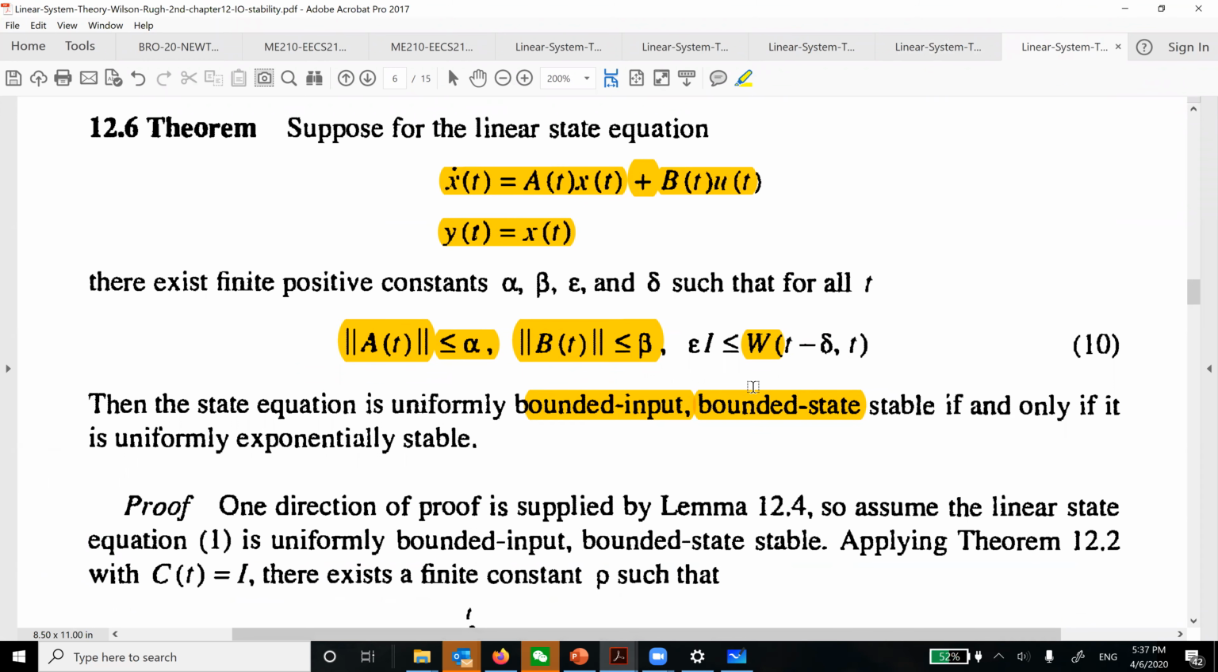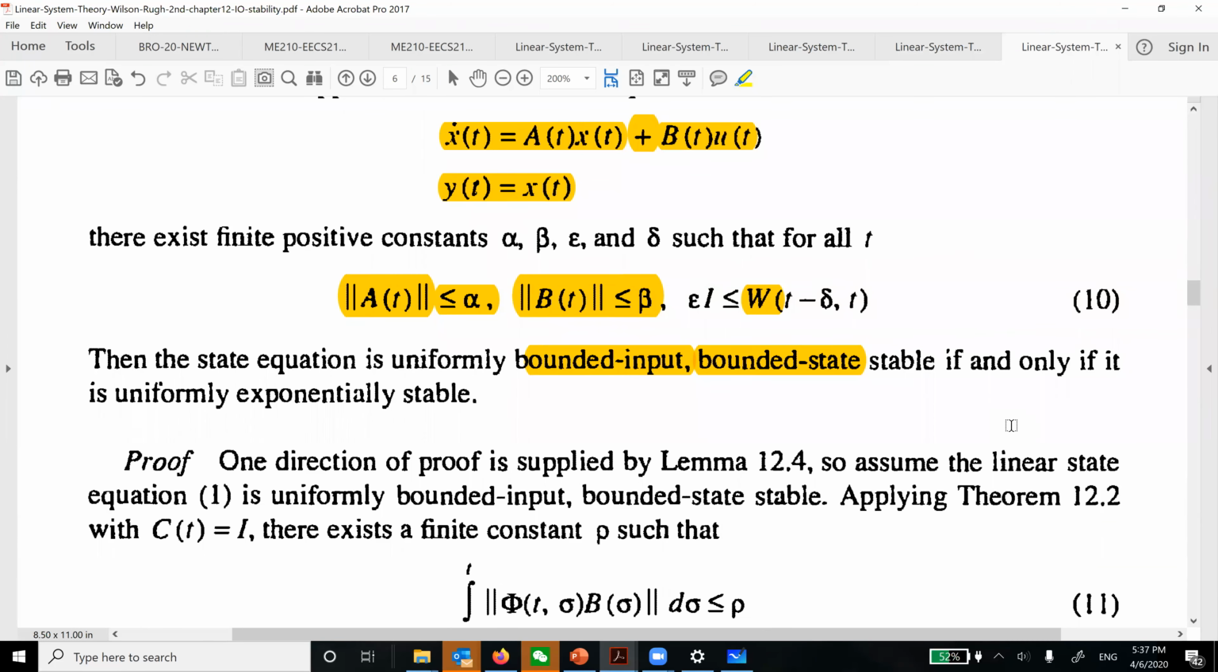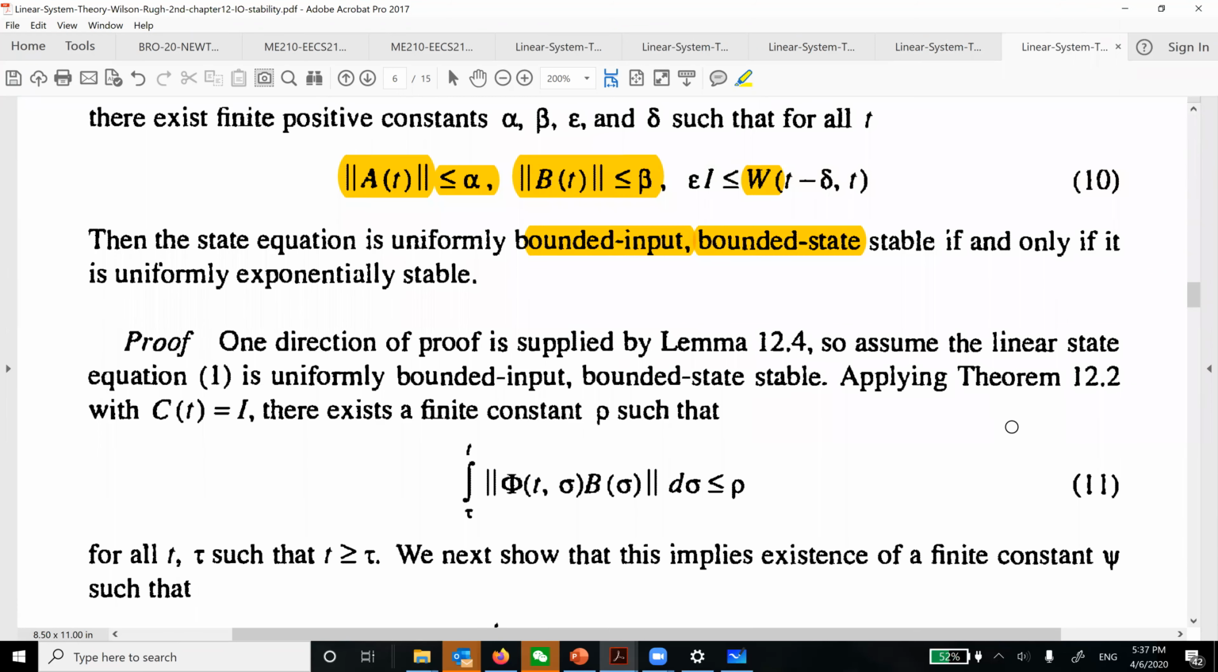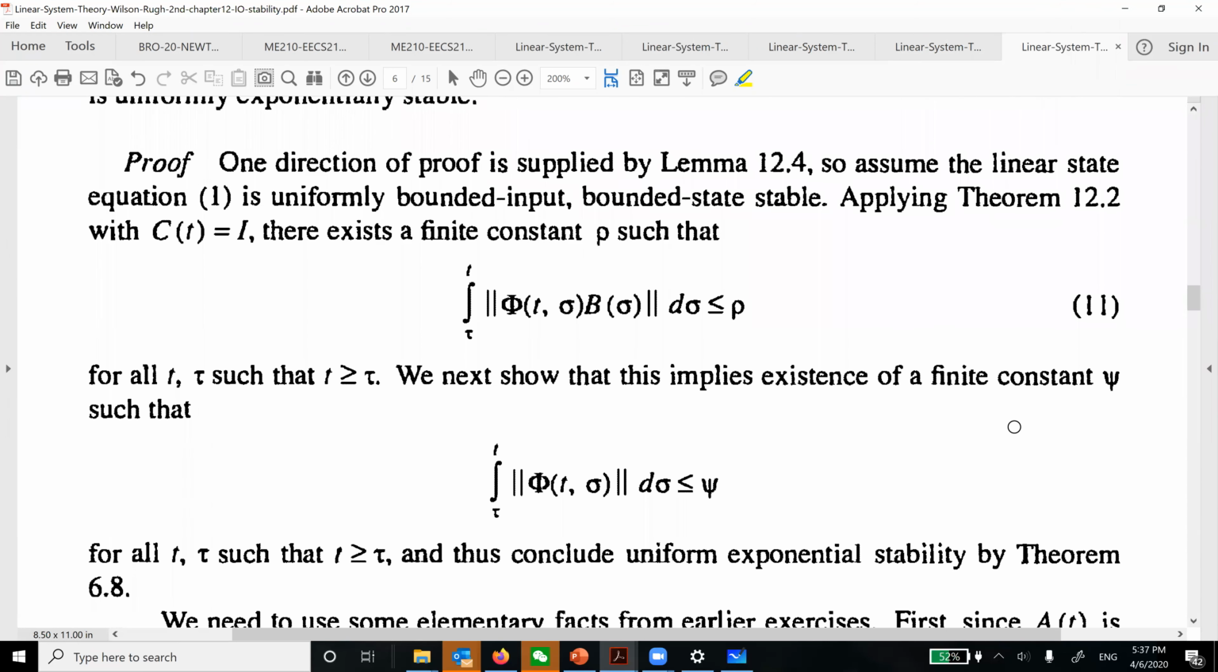So again, because C is I, we only focus on the controllability Gramian W. So is BIBS stable if and only if the original system is uniformly exponentially stable? Linear state equation uniformly BIBO stable.